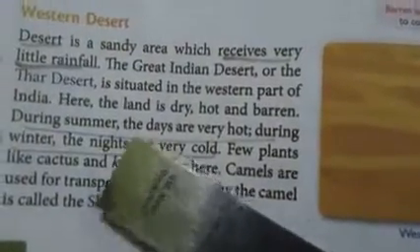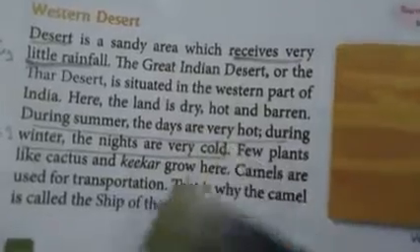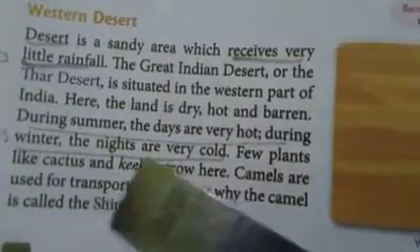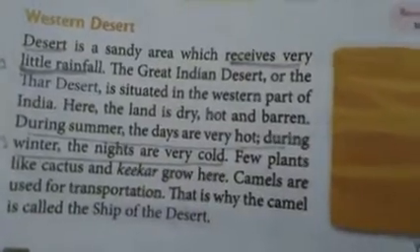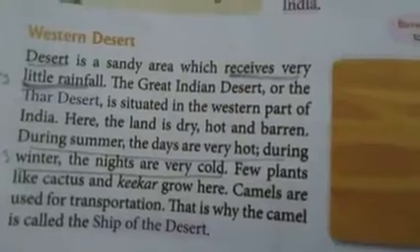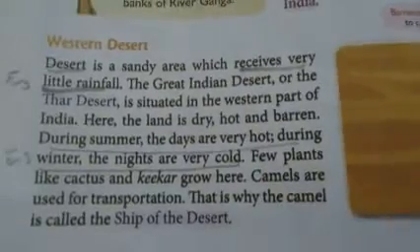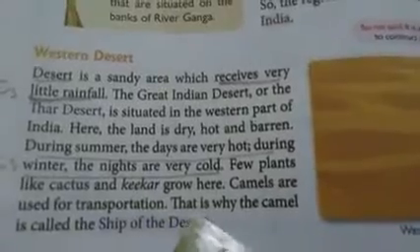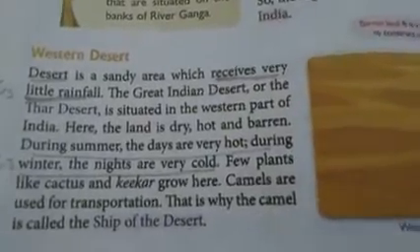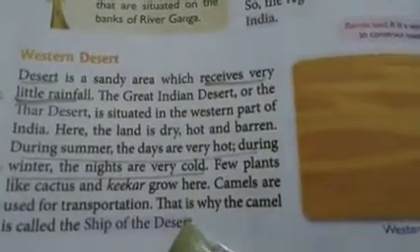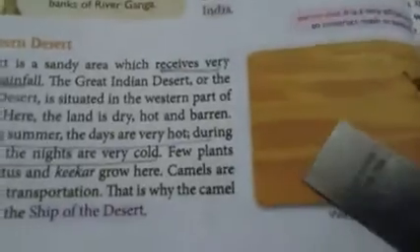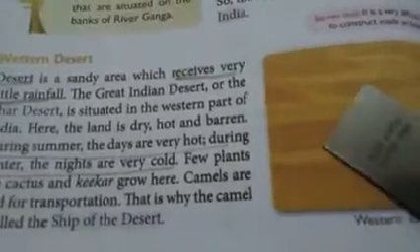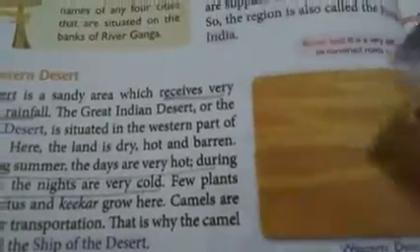Here in the summer the days are very hot, and in winter the nights are very cold, and few plants grow here like cactus and kikar. And camels are used for transportation here. That is why the camel is called the ship of the desert. Camels are used for transportation in the desert, so the camel is called the ship of the desert.